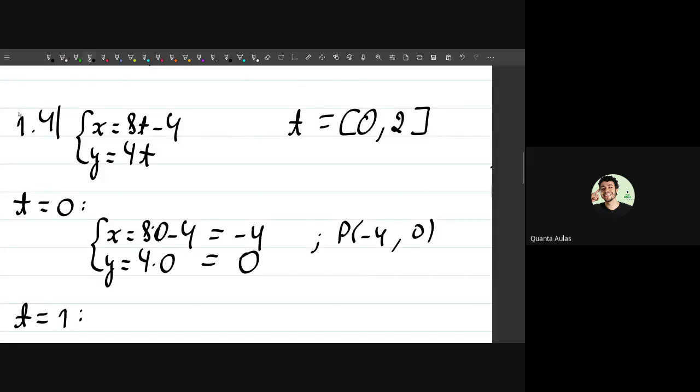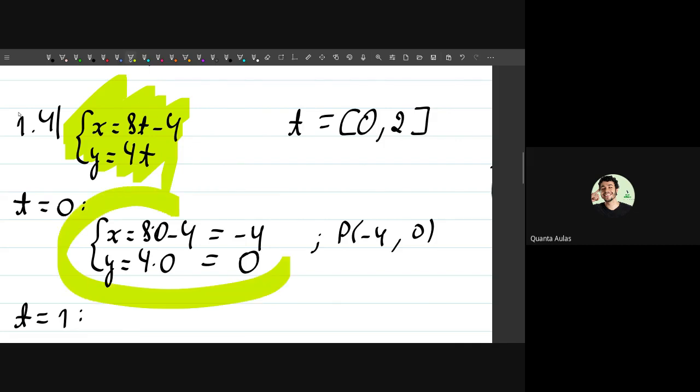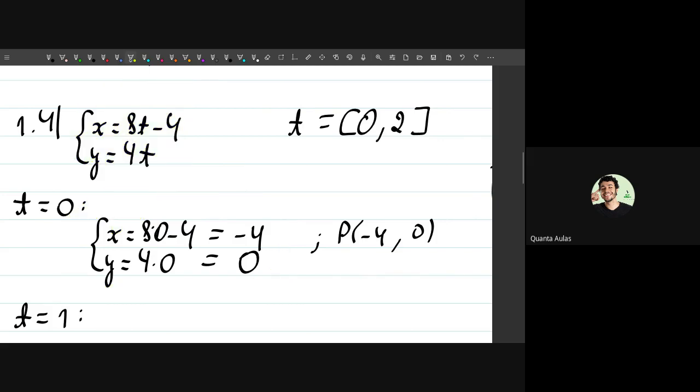Okay. You just need to take this equation in the letter T. You put the number 1 and do the calculation like me here. Okay. But T equals 1 in this situation.